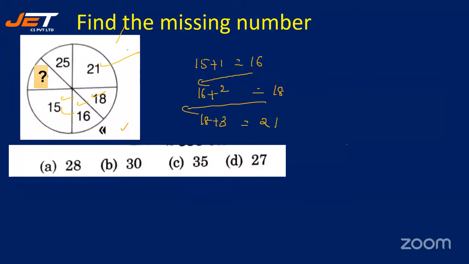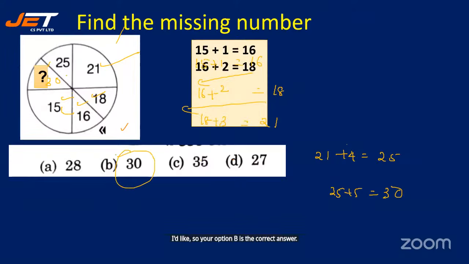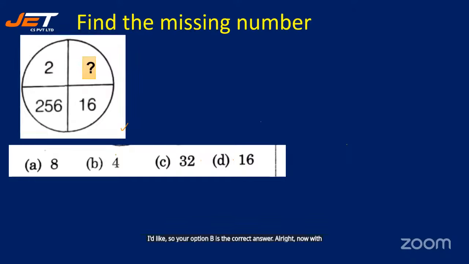Now, see the next one. We have 21 plus 4, we have 25. That is also right. Next, 25 plus 5 will give you 30. All right. So your option B is the correct answer. All right. Now with this, let's move on to the next question. Looks very simple, but you really need to work out.